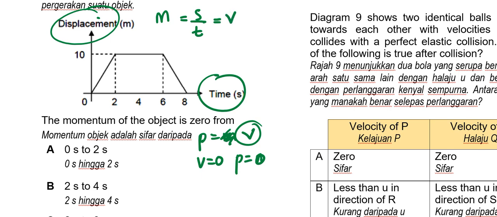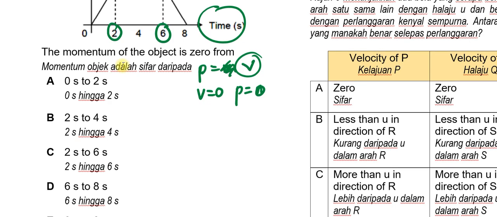Right? So whenever its gradient is 0, momentum is 0. So where will the gradient be 0? A horizontal line like this has gradient 0. Correct or not? So time 2 until time 6. Jawapan C.